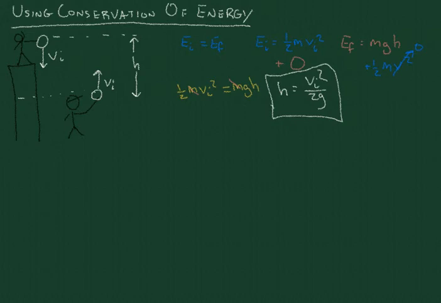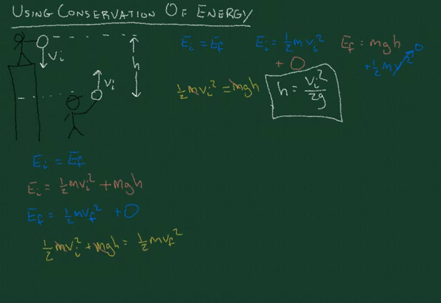Okay, so we'll set it up the same way we did before. We'll say that the initial energy is equal to the final energy. Initially our energy is 1/2 m v initial squared plus mgh, because now we have a potential energy associated with it. And then our final energy now is just going to be 1/2 m v final squared plus 0, because there's no potential energy since our height is 0 here. So we have 1/2 mass times our initial velocity squared plus mgh is equal to 1/2 m v final squared.